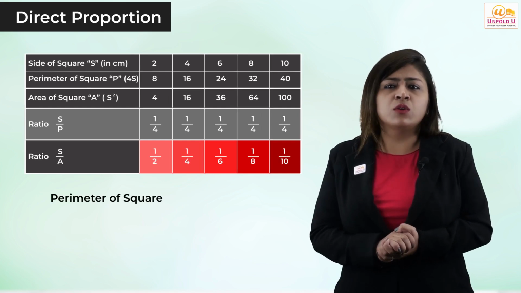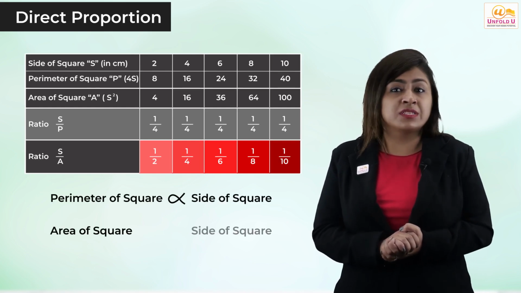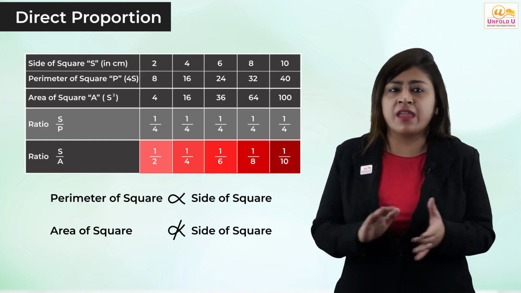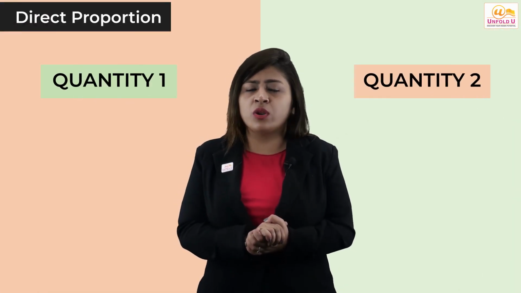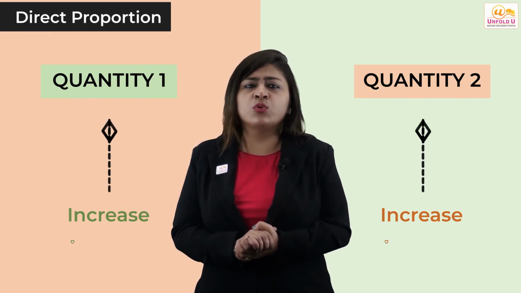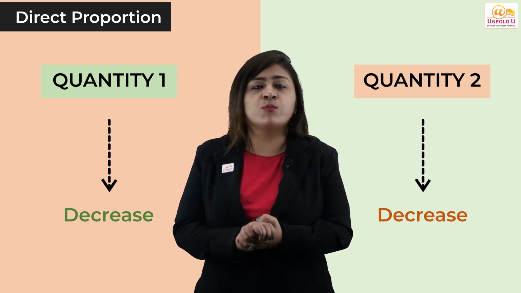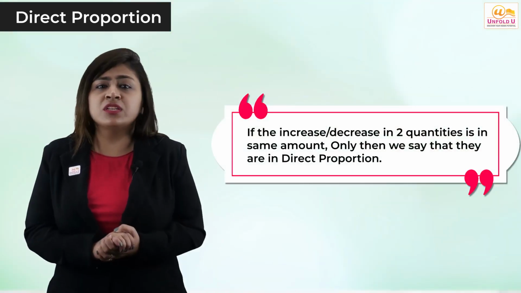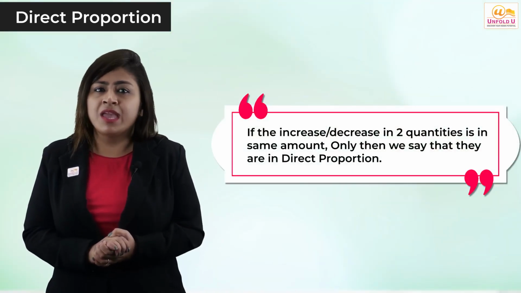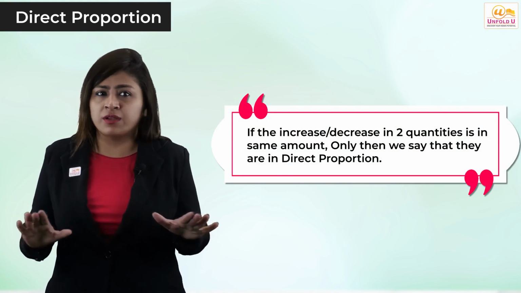स्क्वायर का पेरीमीटर उसकी साइड से डायरेक्टली प्रोपोर्शनल है, बट स्क्वायर का एरिया उसकी साइड से डायरेक्ट प्रोपोर्शन में नहीं है. तो इससे हम कंक्लूड करते हैं कि अगर दो क्वांटिटीज जो कि आपस में चाहे दोनों इंक्रीज हो रही हो या फिर दोनों डिक्रीज हो रही हो, वो जरूरी नहीं कि सेम अमाउंट और सेम प्रोपोर्शन में होंगी. अगर उनका चेंज होने का अमाउंट सेम है तभी हम उनको बोलेंगे दे आर इन डायरेक्ट प्रोपोर्शन, अदरवाइज नॉट.